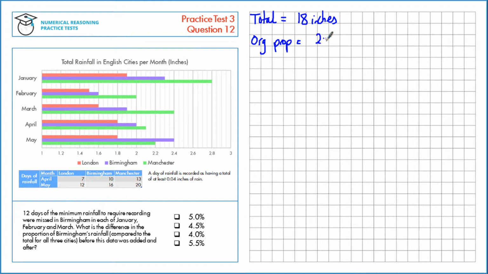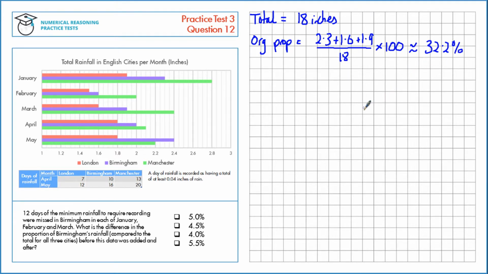which we'll put on the top of the fraction, 2.3 plus 1.6 plus 1.9, and then we'll divide that by the total 18 inches. This is a decimal, and a proportion we usually express as a percentage, so we'll multiply by 100. That's approximately 32.2%.